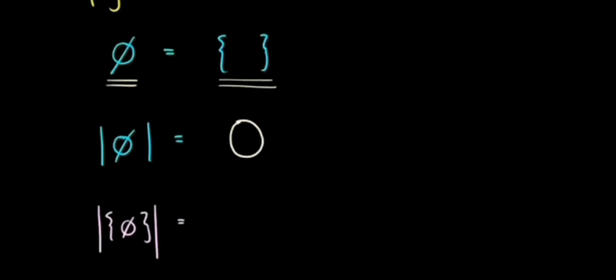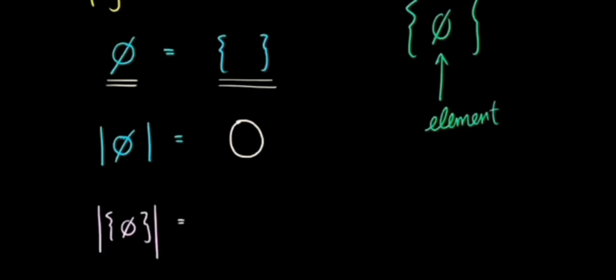So here's a question. And I'm throwing this right at you right away because this trips people up all the time. What is the size of the set containing the empty set? So I'm asking, if I have a set containing the empty set, what's the size of that set? Well, this empty set is an element of the larger set. So the size of the set containing the empty set is 1 because this big set has one element. It has an empty set as an element.